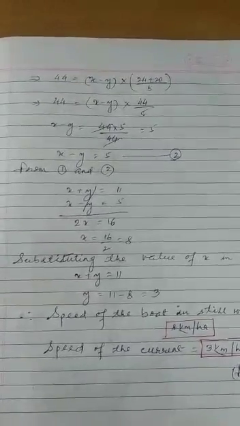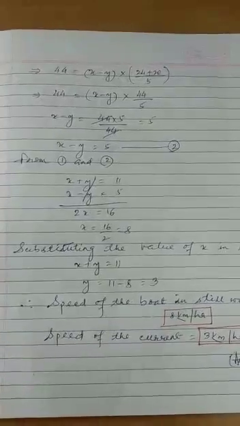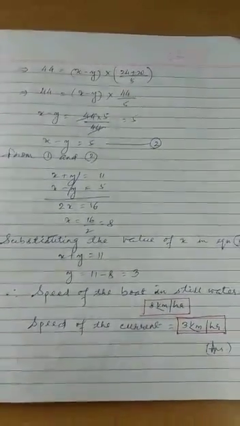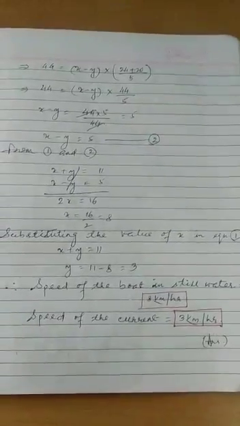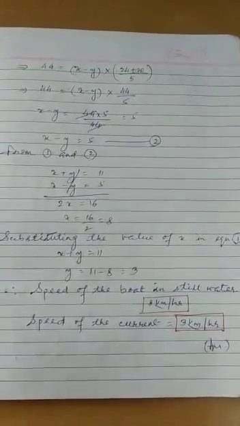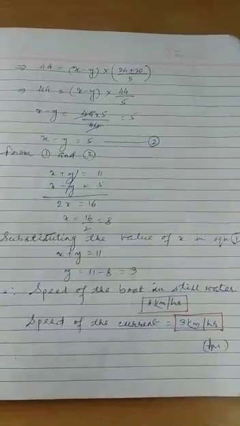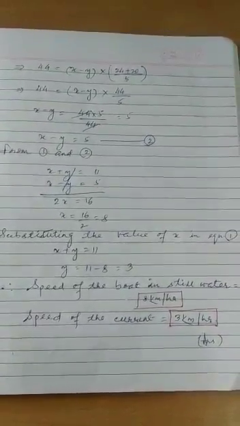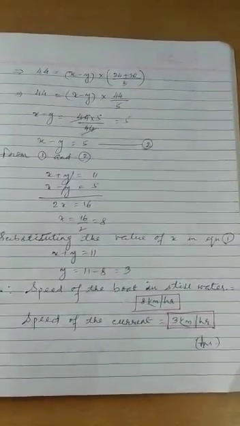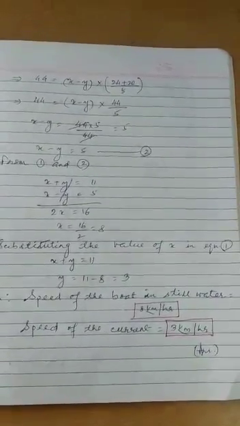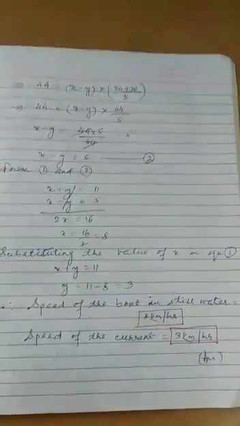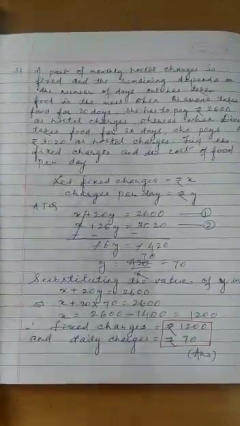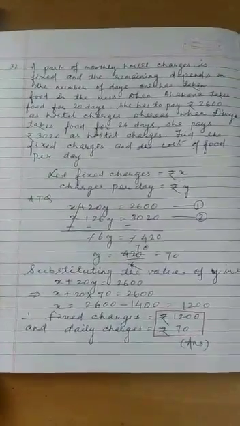That is equation 2. Now both equations you just add, you will get x equal to 8. Now substitute this value of x in equation 1. Then you solve, you will get y equal to 3. So what is your answer? Speed of the boat in still water is 8 km per hour and speed of the current is 3 km per hour. Now question number 32.